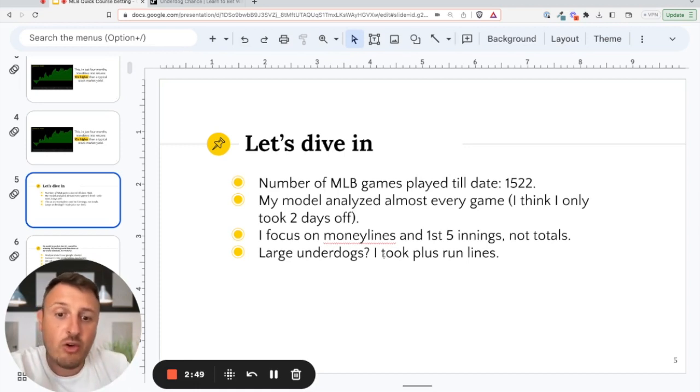Okay, so I was focusing on full game money lines and first 5 innings. Okay, not totals. Despite my betting model also projecting the totals, I didn't focus on this. Okay, if I found a large underdog value, I took plus run lines. Because if you use the adjusted Kelly criterion, which I use for bet suggestions, if you find a value with the money line, you will also find it with the plus run line. Okay, based on the method that I use.